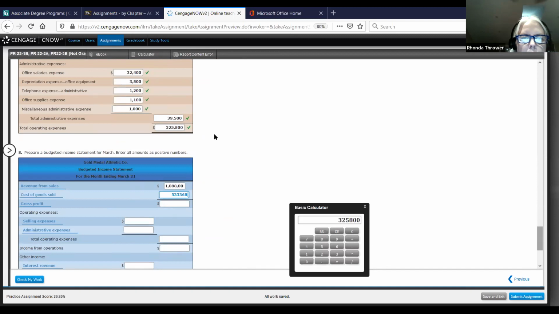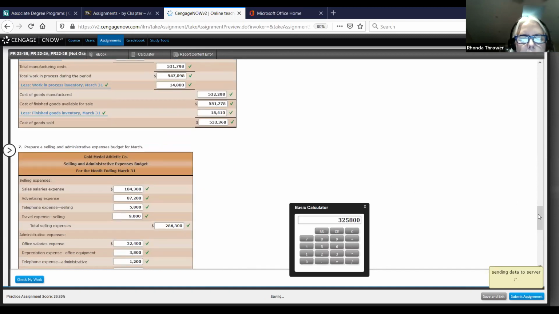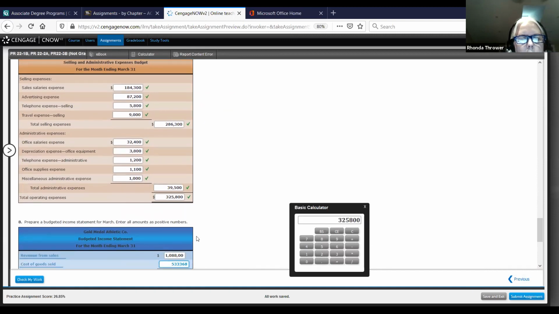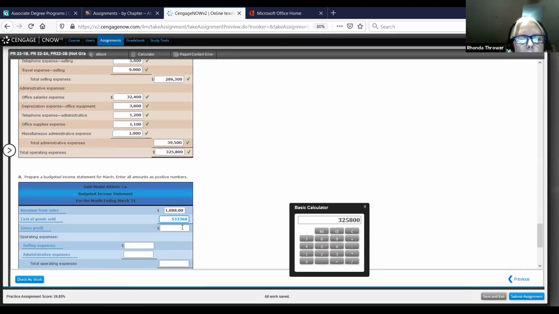And let me double check those figures. 533,368. You will subtract the cost of goods sold from your sales figure. So 1,088,000 less your cost of goods sold of 533,368 will give you your gross profit of $21,264.